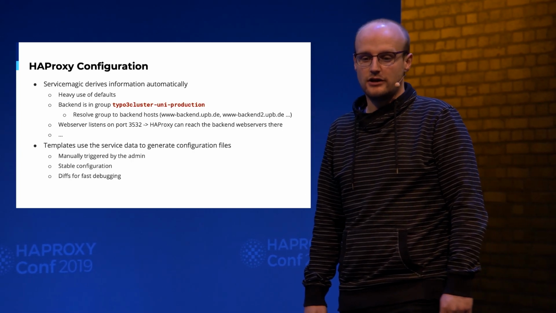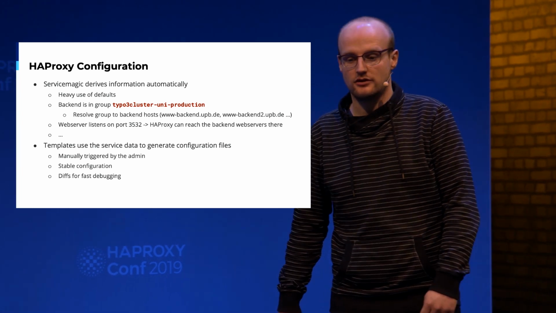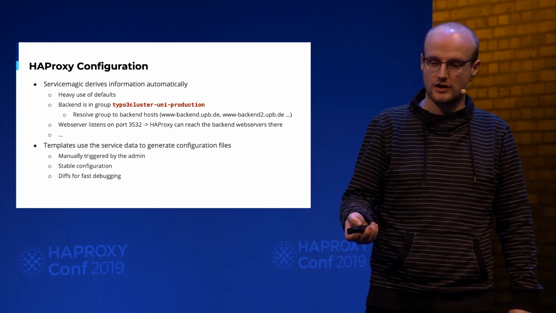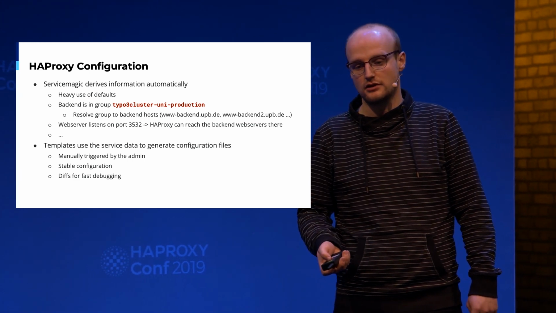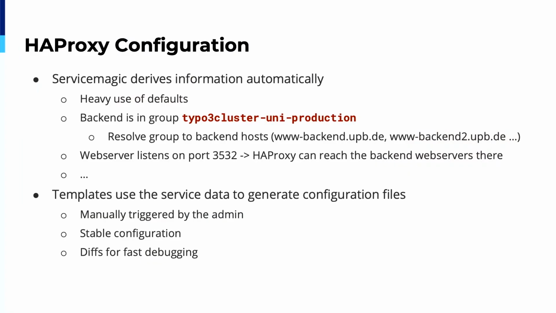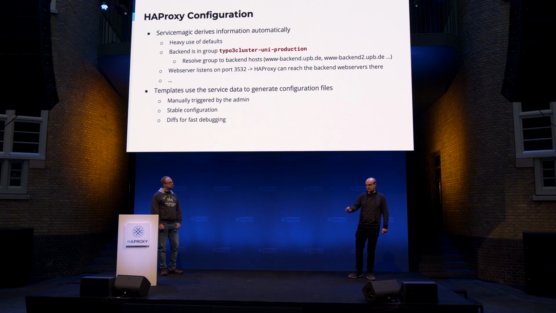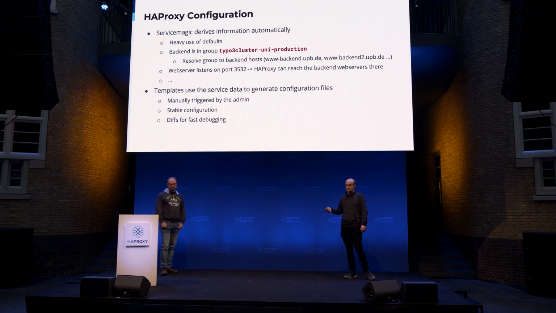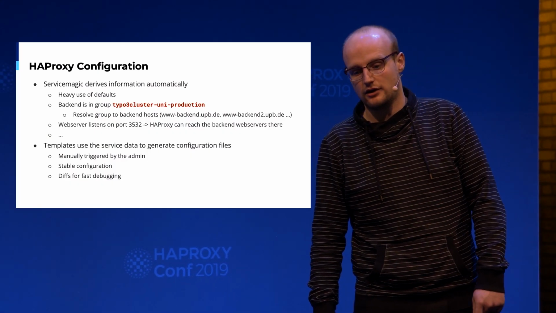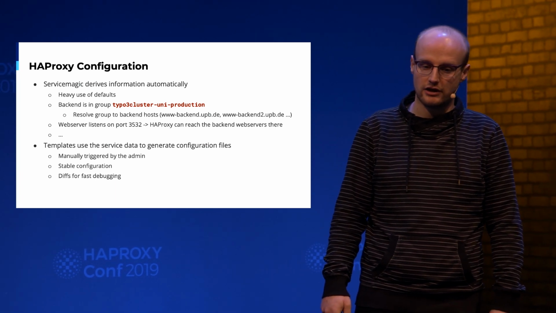This brings us to our HAProxy configuration. So, as I already said, we are making heavy use of the defaults. Let's say we have a backend that is in the group Typo3 cluster uni production. We can simply resolve all hosts that are in this group and know, okay, those are our backend hosts. We know the web server is listening on a certain port. Then we know HAProxy can reach the web service there, and also NetFilter will allow HAProxy to access the web server on that port.